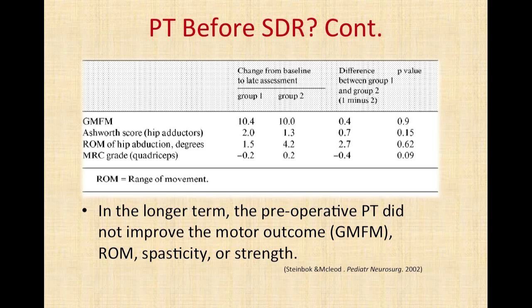So 6 patients in group 1 and 3 in group 2 had orthopedic procedures on the lower limbs between the time of SDR and the delayed assessment. So their data were excluded, and then the mean changes in the GMFM were less for both groups 1 and 2. So the findings in the longer term indicated that the additional preoperative physical therapy didn't improve the motor outcome measures or the range of motion, the spasticity, or the strength.